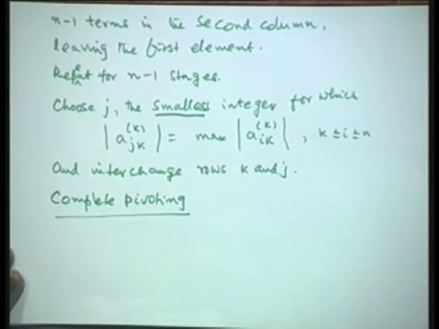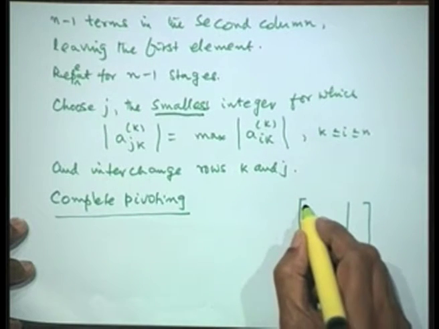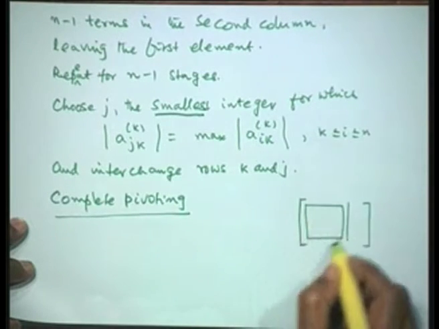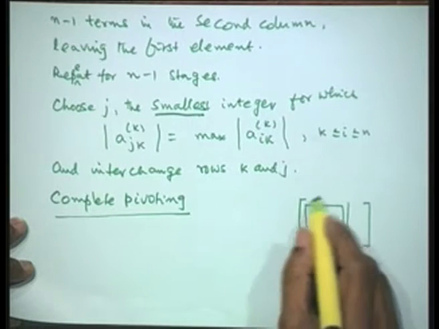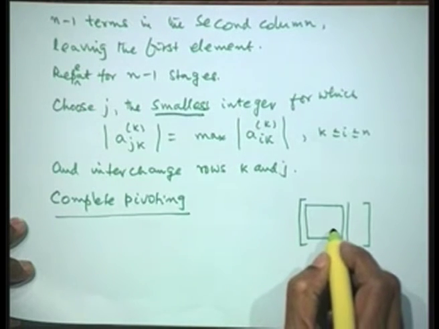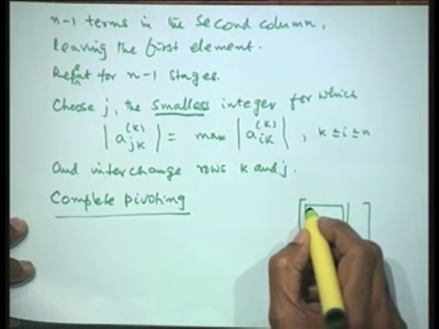Now I will describe this procedure. This procedure is not used because it is expensive. What we will be doing here is that when I start with this augmented matrix, I am going to take this entire matrix A, find the largest element in magnitude of the entire matrix, and bring that element, let us suppose this element is the largest here, as the pivot here.